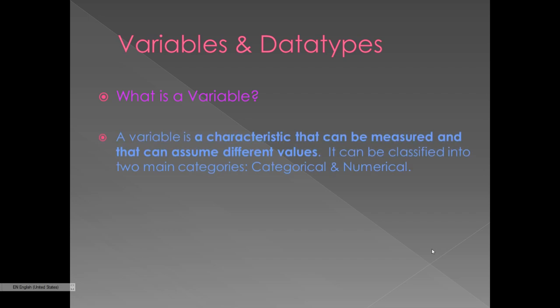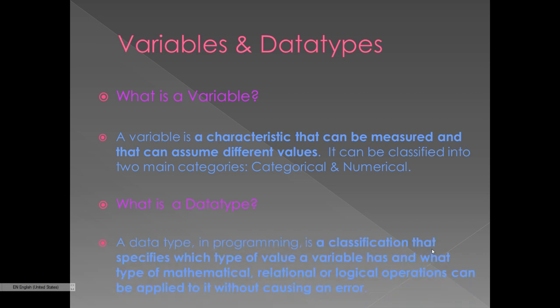A variable is a characteristic that can be measured and that can be assumed in different values. It can be classified into two main categories, categorical and numerical. Now, what is a data type?